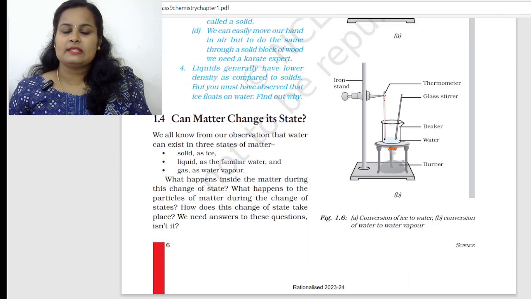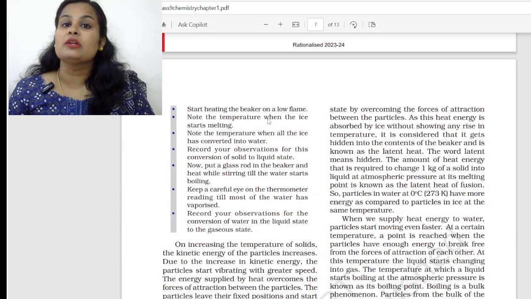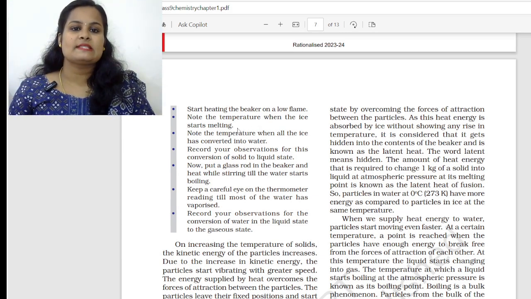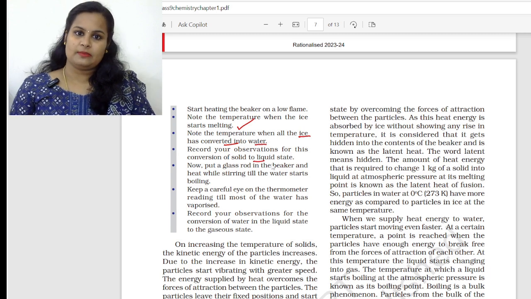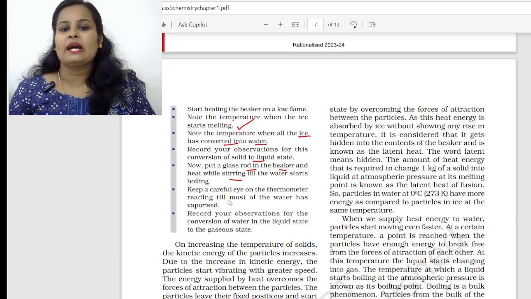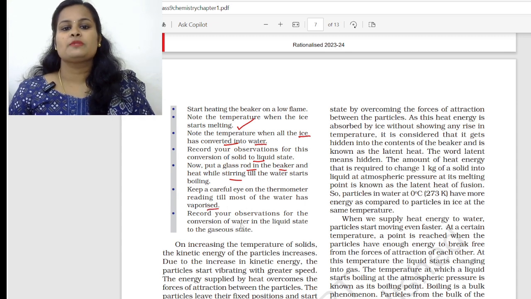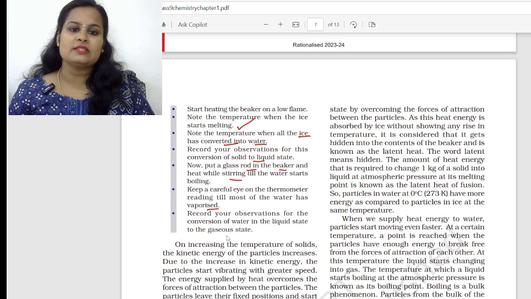And the second one, they have given the conversion of water into water vapor. So start heating the beaker on a low flame. Note the temperature when the ice starts melting. Note the temperature when all the ice has converted into water. Record your observation for this conversion of solid to liquid state. Now put a glass rod in the beaker and keep stirring till the water starts boiling. Keep a careful eye on the thermometer reading till most of the water has vaporized. Record your observation for the conversion of water in the liquid state to the gaseous state.